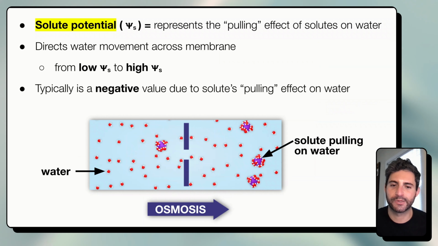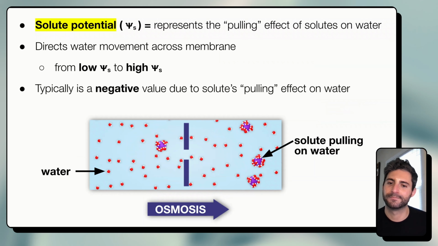And an interesting aspect of solute potential is that the value is usually negative. And this is because solutes reduce water's ability to move. A water molecule would need to somehow overcome and resist a solute's pulling effect in order for that water to get separated from the solute. Let's watch a video that represents this phenomenon.